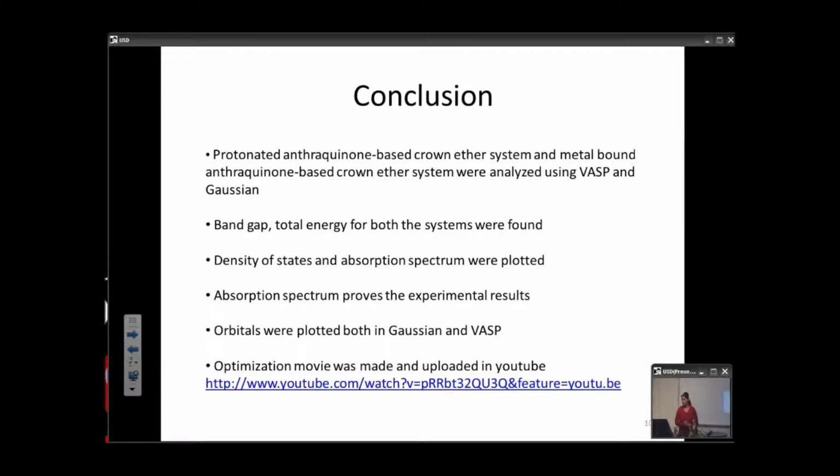So here is the conclusion. We have analyzed both the systems with VASP and Gaussian, one with the metal bound and one with the free ligand. We have found the band gap and total energy, and also we have plotted the density of states and absorption spectrum. And also we have plotted some of the orbitals using Gaussian and VASP.